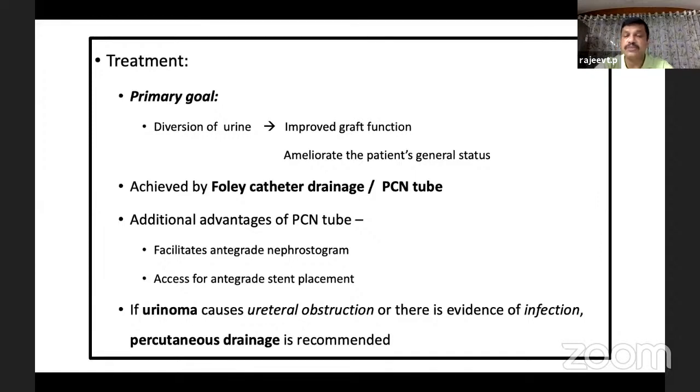Placing a PCN tube has a lot of additional advantages, like it will facilitate performing an antegrade nephrostogram, and it will give an access for antegrade stent placement as well. If urinoma causes the ureteral obstruction, or if there is evidence of infection, then percutaneous drainage is mandatory.